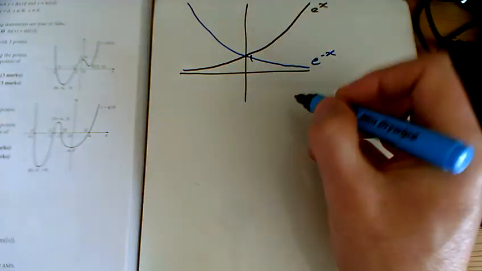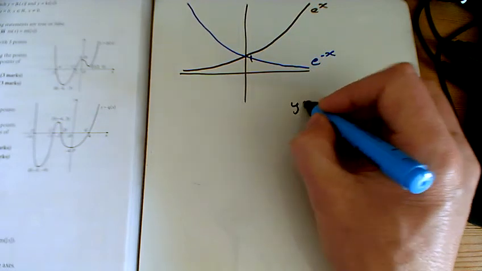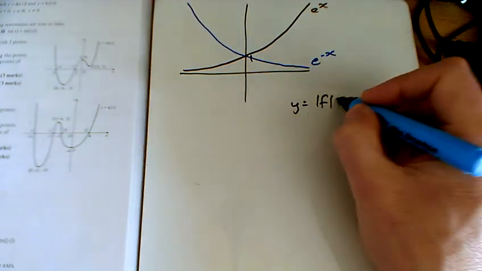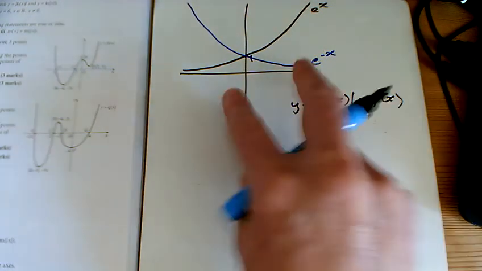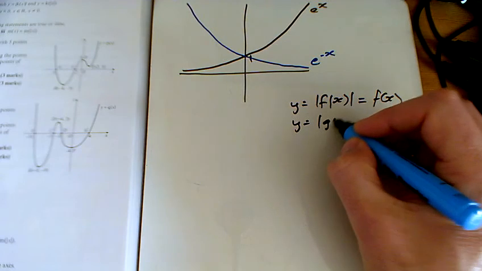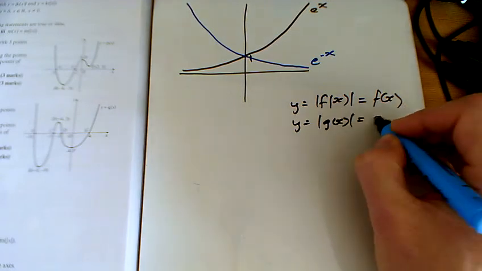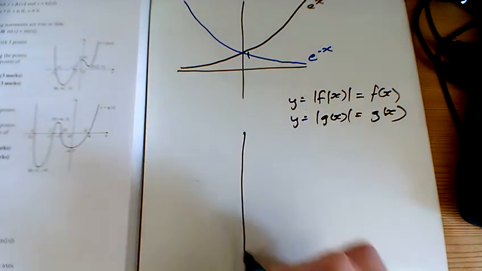Notice there's nothing negative, and so the modulus of f of x will equal just f of x, because there's nothing down here. And the same with the g of x one. The modulus of g of x will simply be the same as the g of x graph. What about if you modulused it first, though?